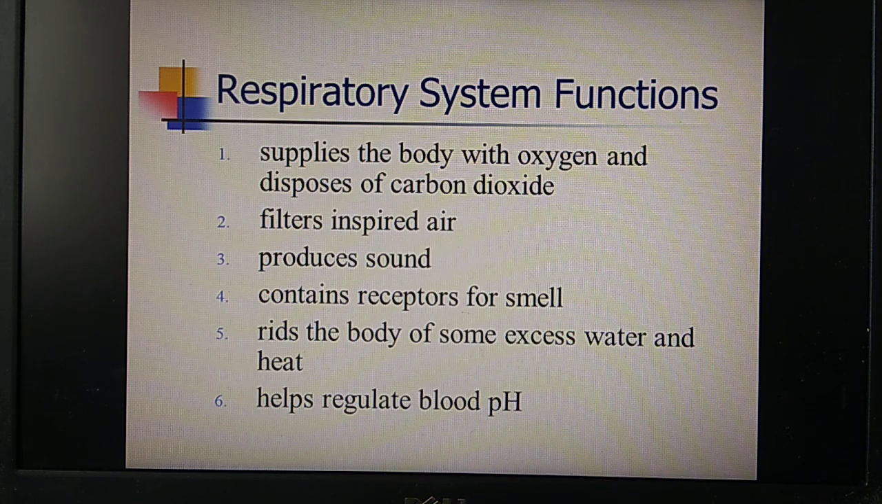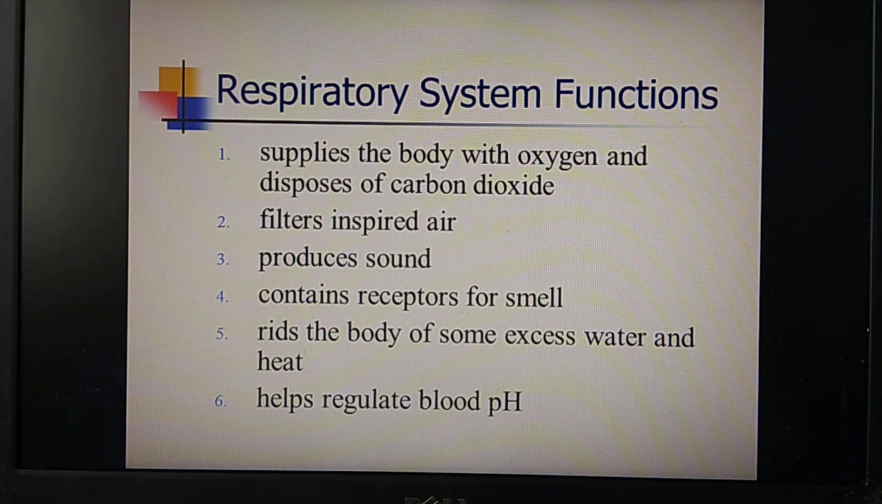And it rids the body of some excess water and heat. As you all know, it is not only carbon dioxide that comes out during exhalation. Even some excess water, as well as when we sneeze, comes out, even in the form of heat. Some waste products are just exhaled out of the body.